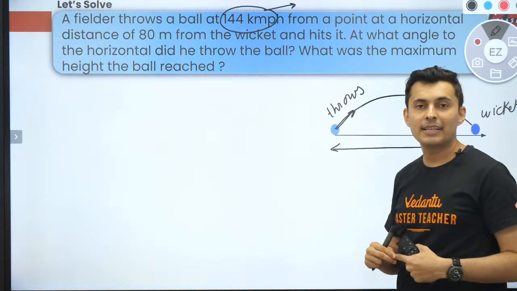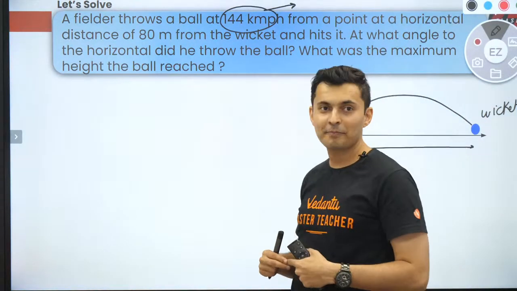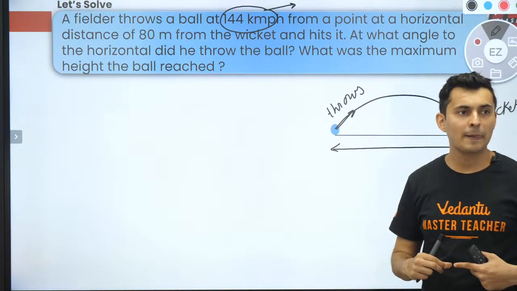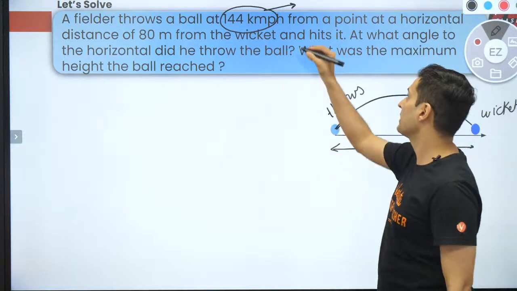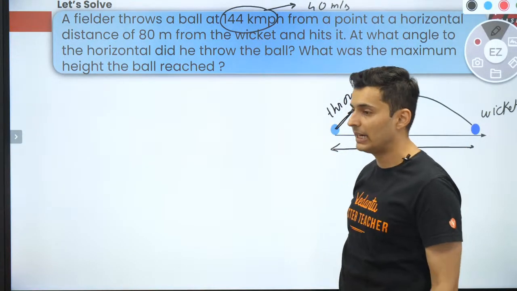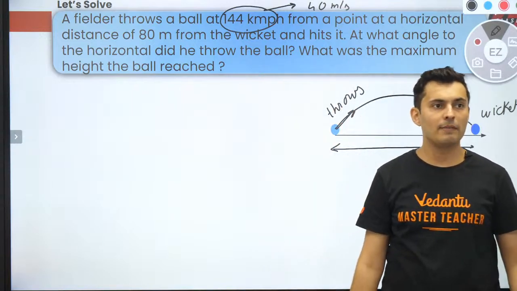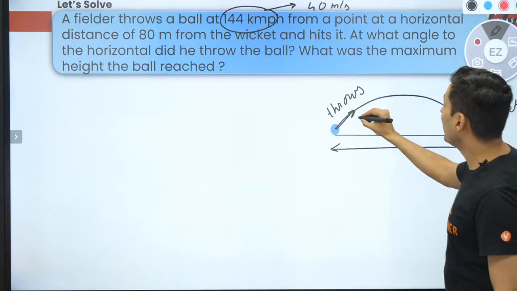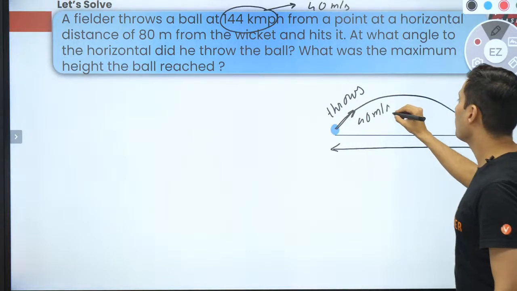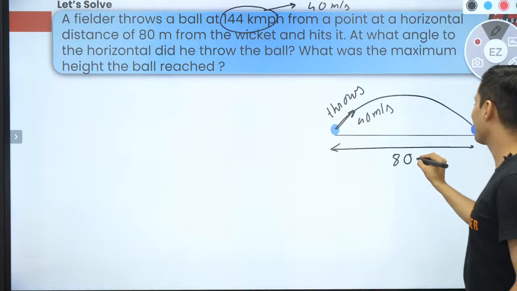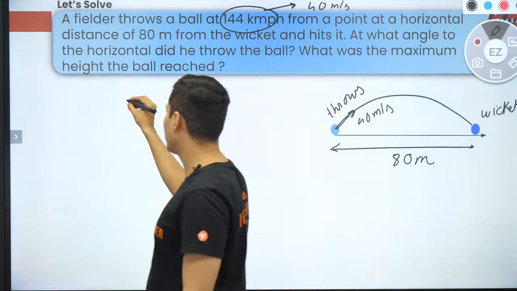What will it be, guys? 40 or 80? Come on. I'm waiting. Very good. Yes. It is 40 meters per second. Multiply by 5 by 18. Very good. Now, once you get the speed as 40 meters per second, what formula do we use? Range. And the range is how much? 80 meters. Okay. So let's use the formula for range.